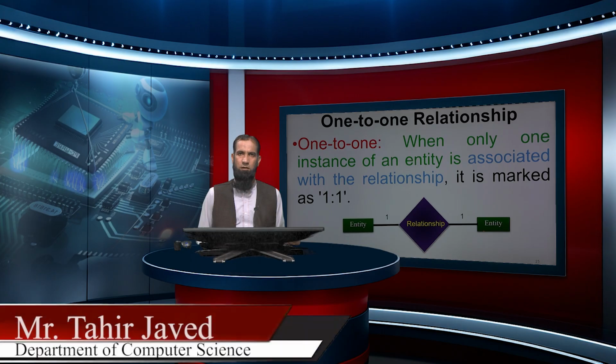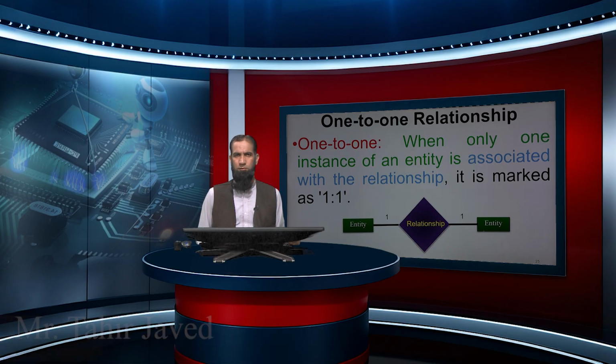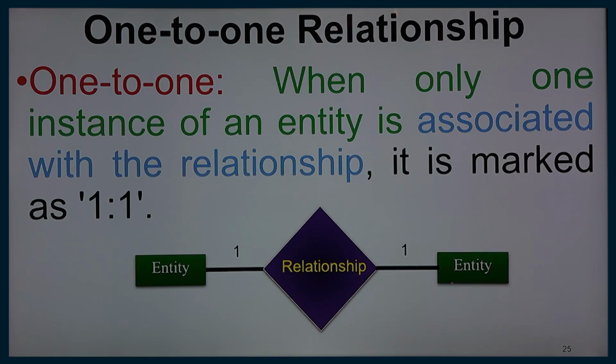We are discussing unit number 4, entity relationship diagram, second part. In the first part, we discussed the initial topics, and in the second part, we start from the one-to-one relationship.